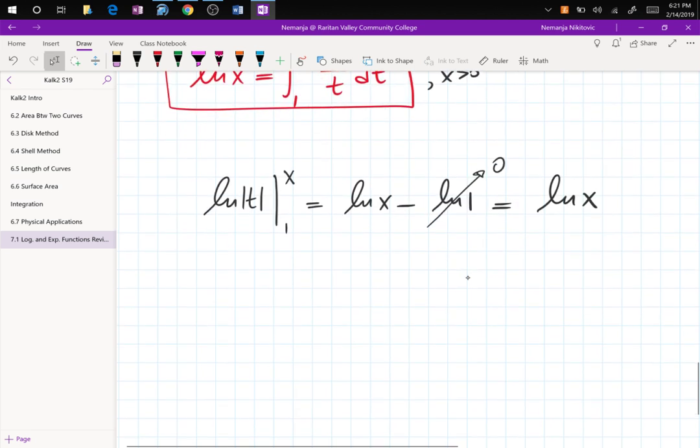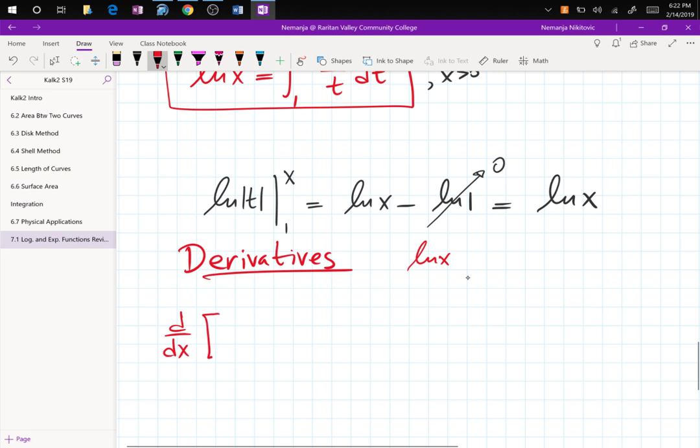So let's talk about derivatives that include the ln. So the basic derivative of just ln x is 1 over x. Very good.